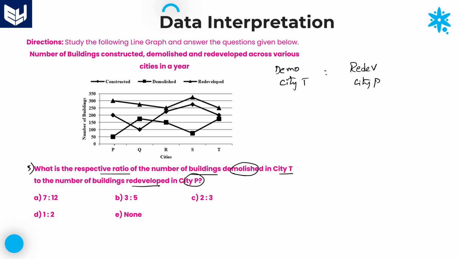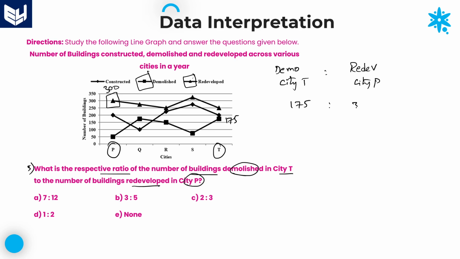First, city P and city T. These two values that we are talking about. City T value demolished. Demolished is nothing but which is indicated with a square shape. Here this value is between 150 and 200. Therefore this particular value is 175. Number of buildings which are demolished in city T, that is 175, is to number of buildings which are redeveloped in city P. Redeveloped in the sense that is indicated with a triangle. Triangle is at this position. Therefore that particular value is 300.